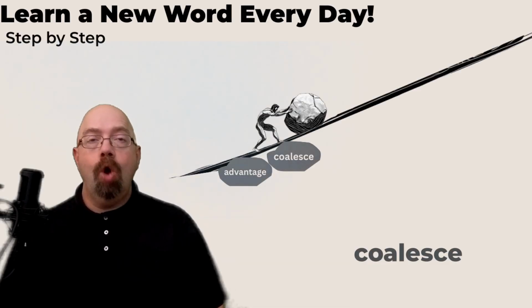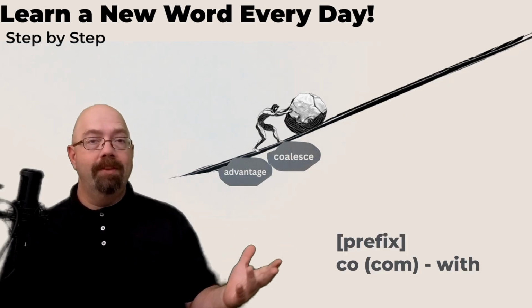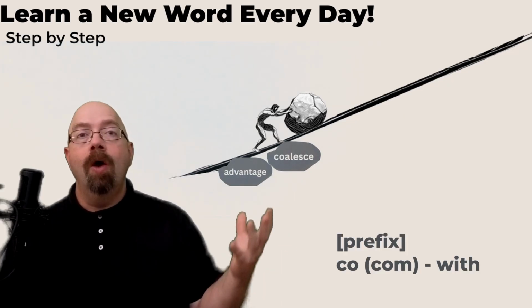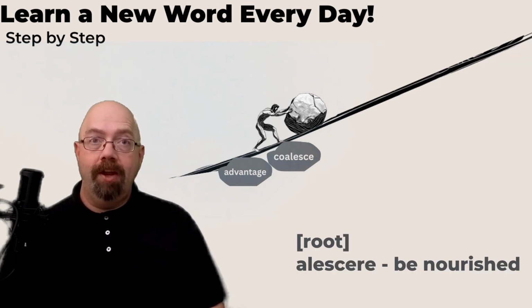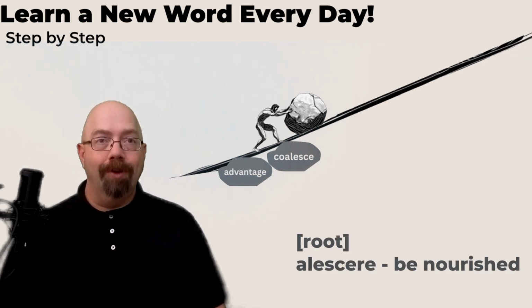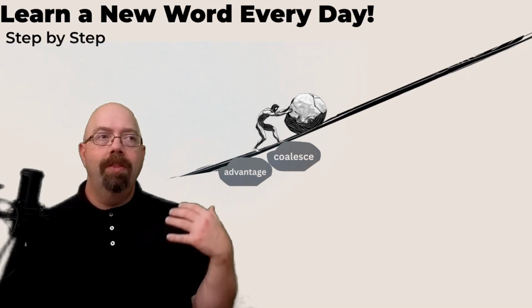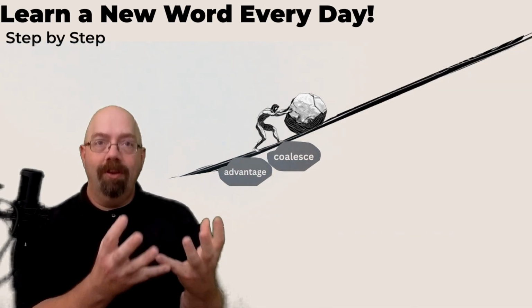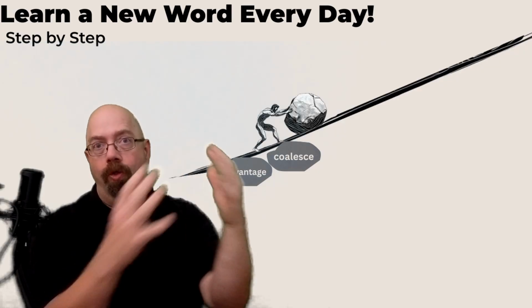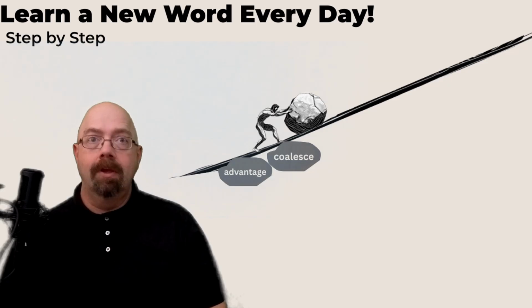Coalesce. Coalesce comes from the prefix that we've seen before, com, in this place, co, which is with. Co, com, with. The root here is alere, and that means to be nourished. So you can think of this as things come together and are nourished together and become whole. They all become one together. And that's what coalesce means.